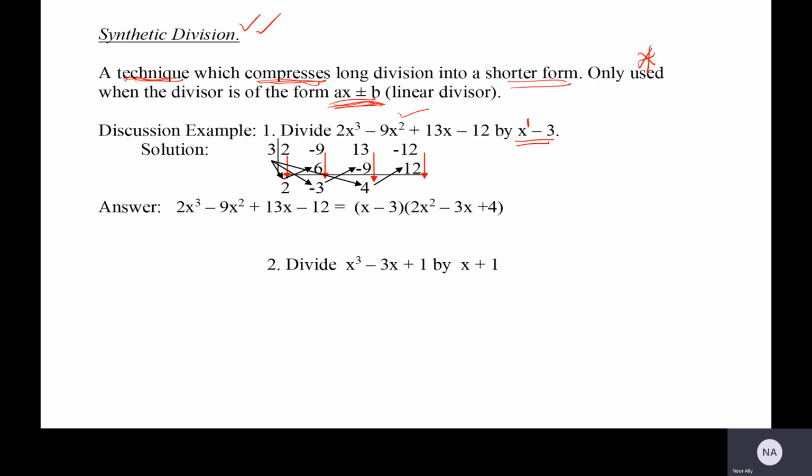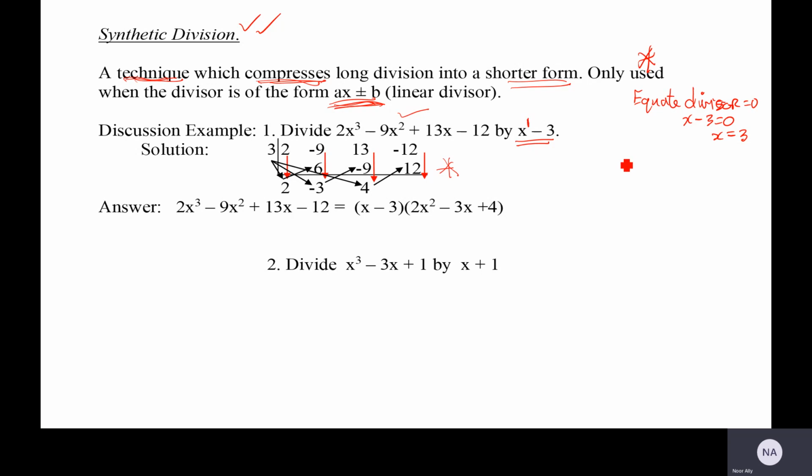What we do is the following. Firstly, we equate that divisor to 0. In other words, put x minus 3 equal to 0. What value of x makes the divisor 0? In this case, x is equal to 3. All right. So how do I get this?